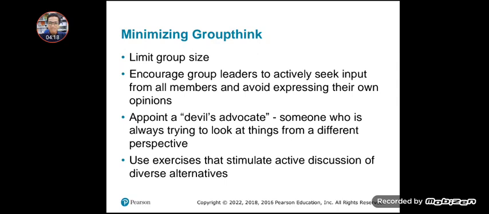What is a devil's advocate? It is someone who is always trying to look at things from a different angle or a different perspective. For example, if there's a fire in the room, everybody tends to get out of the room through the doors. Some devil's advocate will give ideas on why not use any other alternative. It is not the doors, but maybe we can use windows, maybe we can jump out through the walls and so on. So this is what we call a devil's advocate. And then Robbins also gives ideas to use exercises or activities that stimulate active discussion of diverse alternatives among the group members.